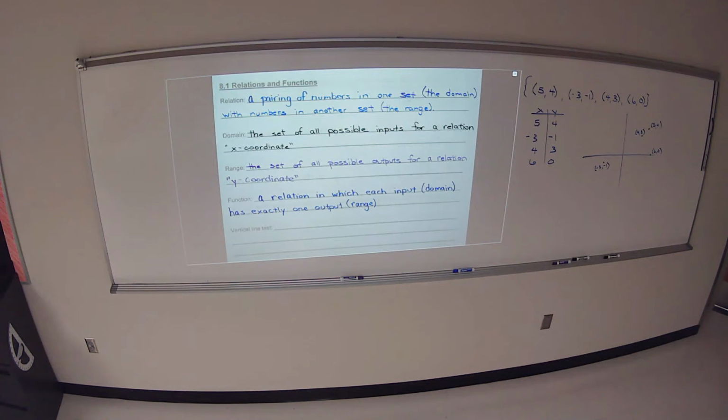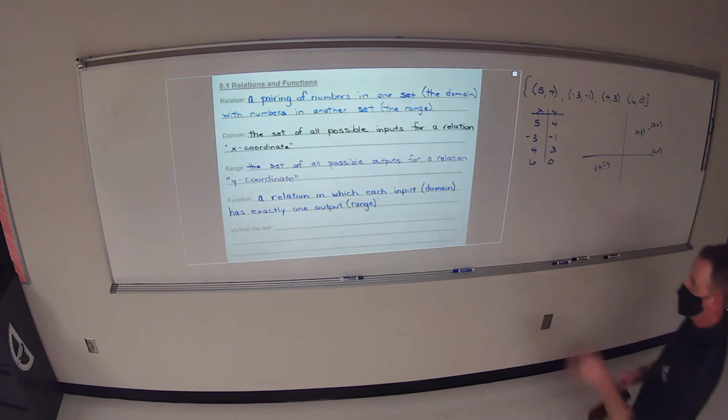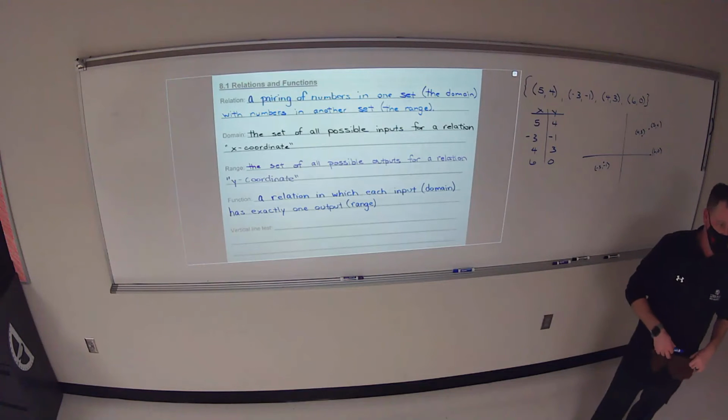What's that? Spot on. Okay, so if I say that each input has exactly one output, can my input have two outputs? No. Can my input have zero outputs? It must have exactly one. The only way that a relation is a function is if each input has exactly one. No more, no less. All right. Questions or anything so far on our vocabulary terms?